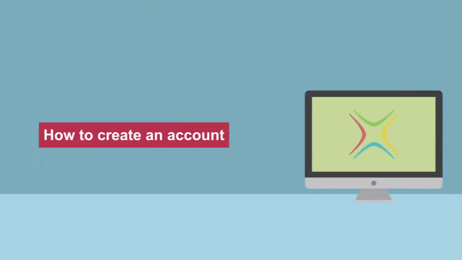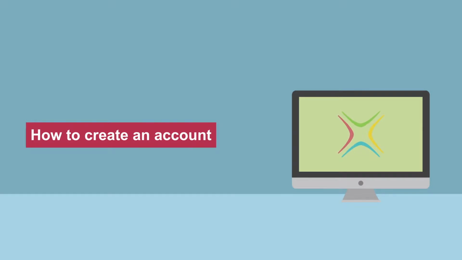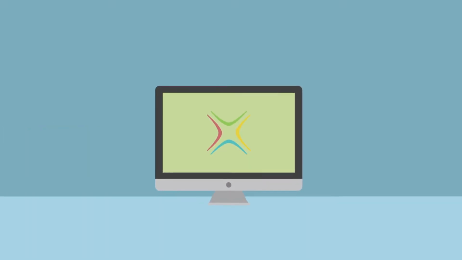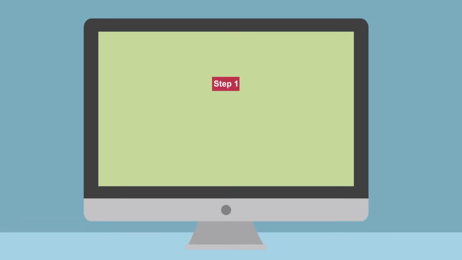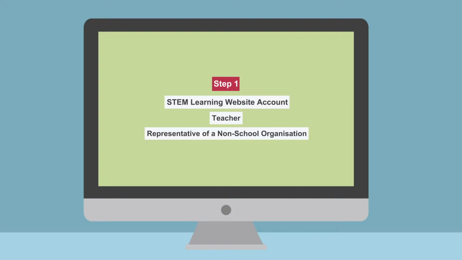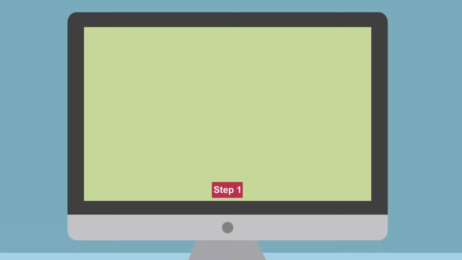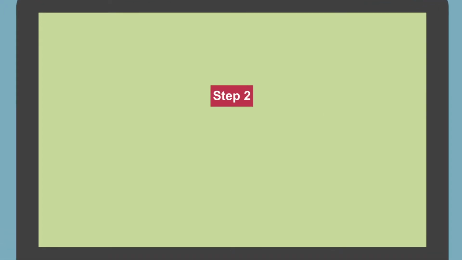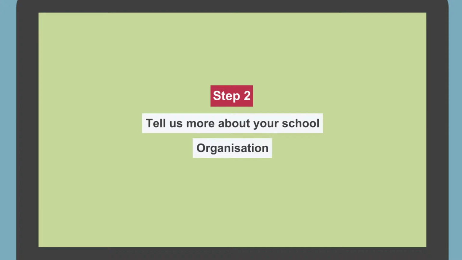How to create an account. The registration process is in 2 simple steps. Step 1. Create the basics of a STEM Learning website account and tell us whether you wish to register as a teacher or representative of a non-school organisation. Step 2. Tell us more about your school or organisation and your role.